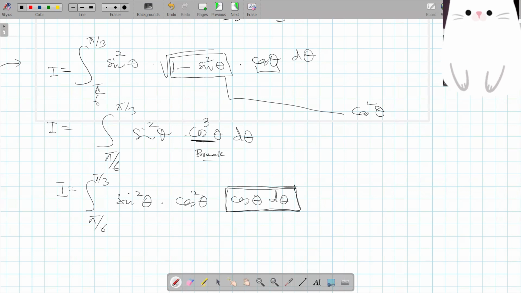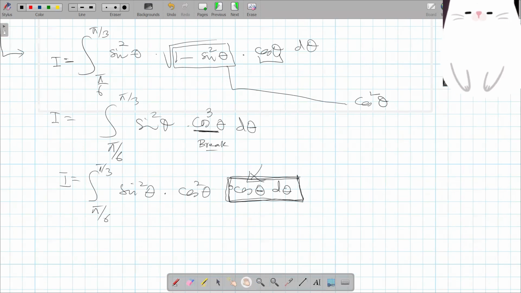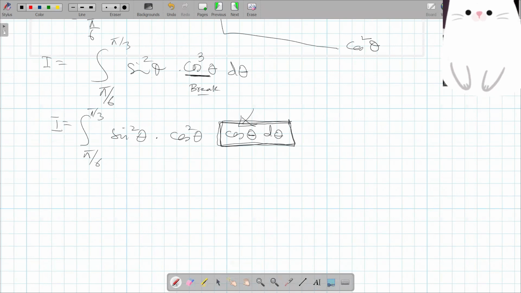Now you have to ask yourself a question. Whose derivative is cos theta? Sine theta. So convert the rest of the things in terms of sine theta. That's the rule. Is this a double substitution? No, this is a single substitution. I'm not going to substitute again. I can substitute again, but I won't like to. I can do it directly.